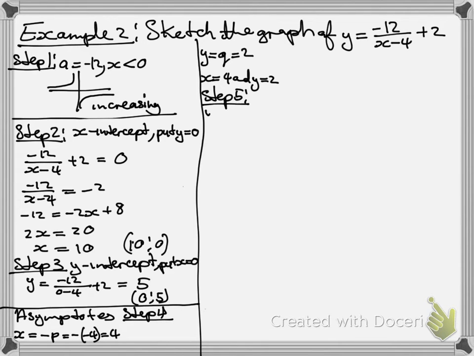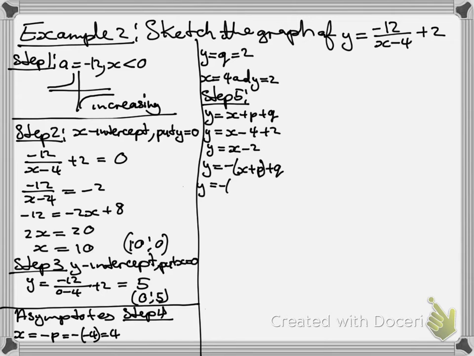Step number 5, we find the lines of symmetry. The first one will be y equals x minus 2. And the second one, we substitute where there is p, we put negative 4, and where there is q, we put positive 2. We simplify. It's going to be y equals negative x plus 6. Correct. Right, moving on.